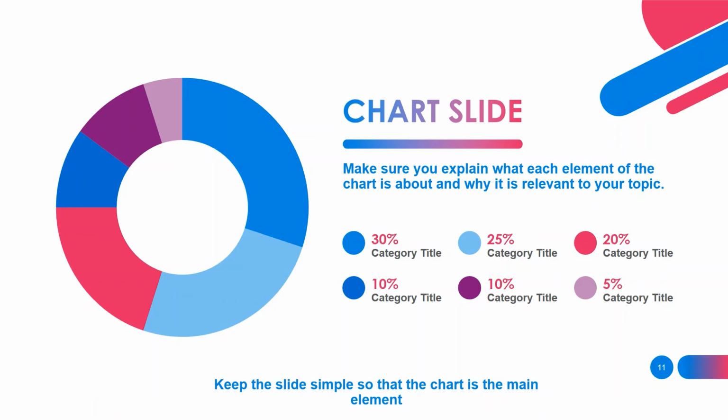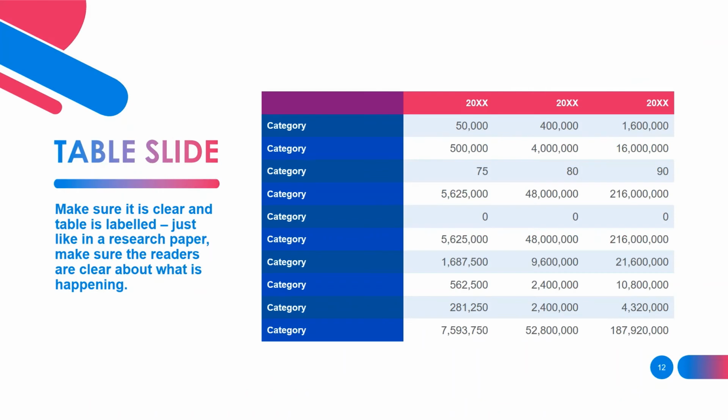When displaying charts or flow diagrams, make sure you explain what each element of the chart is about and why it is relevant to your topic. It should support what you are saying, but all explanations can be stated and not added to the slide. This avoids clutter and keeps the image clear.